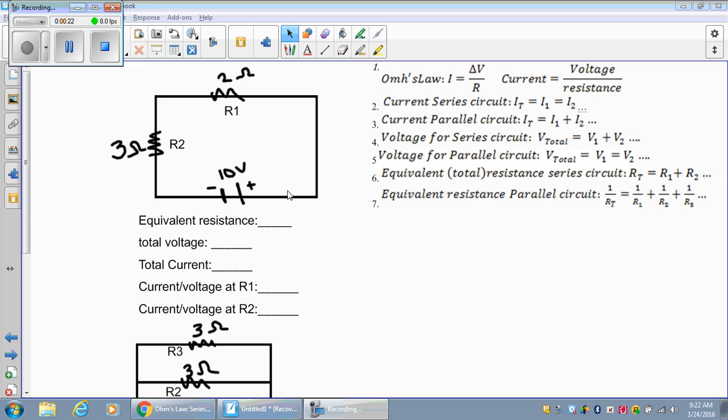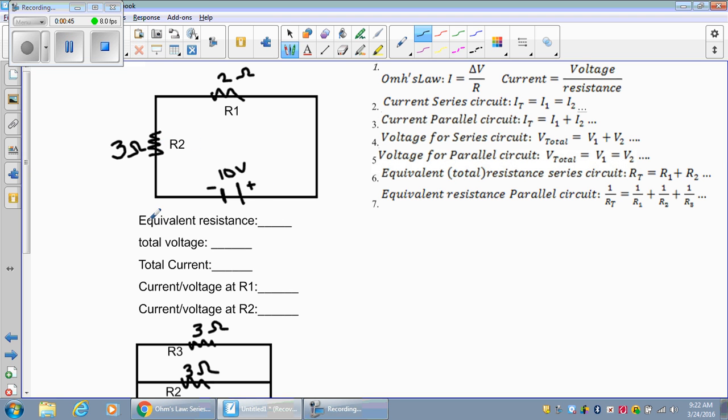Okay, now it really depends on what type of circuit we're working with. You know what type of circuit this is. Look at that. It is a series circuit, no branches, nothing like that. To get the resistance for a series circuit, I would have to use this equation right here. Equivalent resistance for a series circuit: R total is R1 plus R2 dot dot dot. However many resistors you have, you add them up.